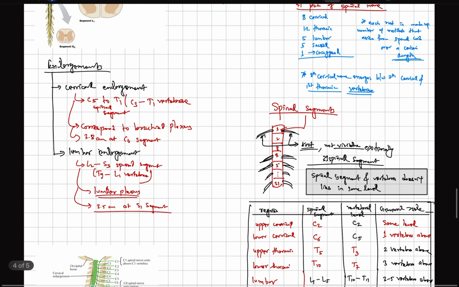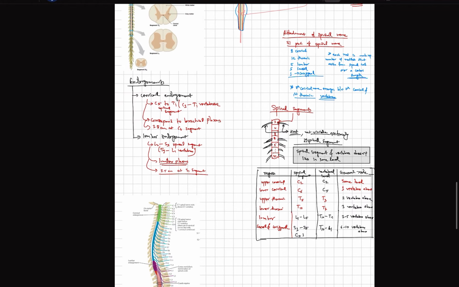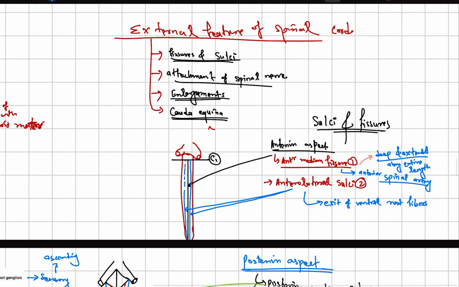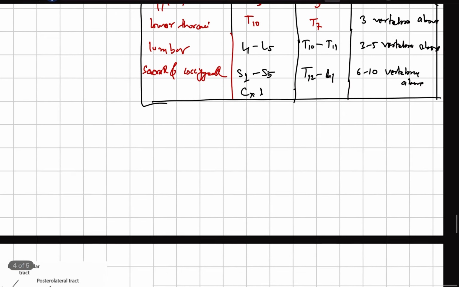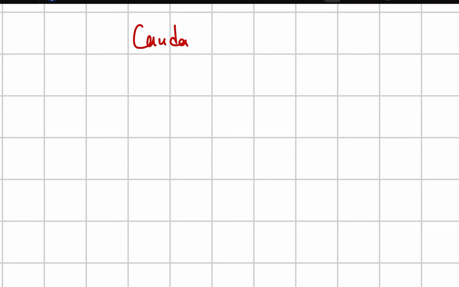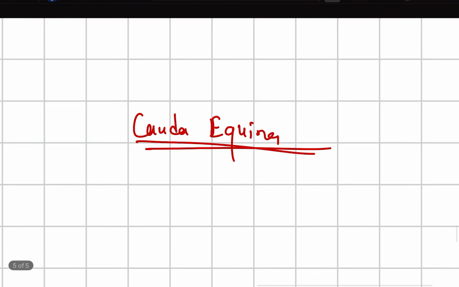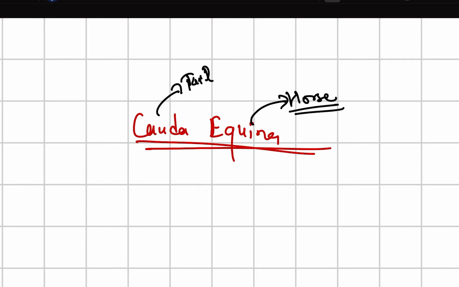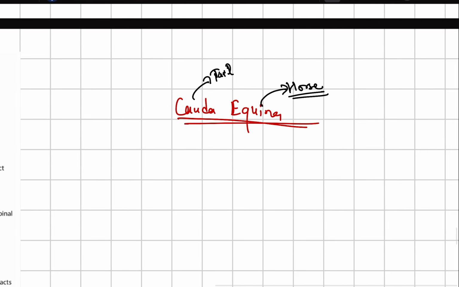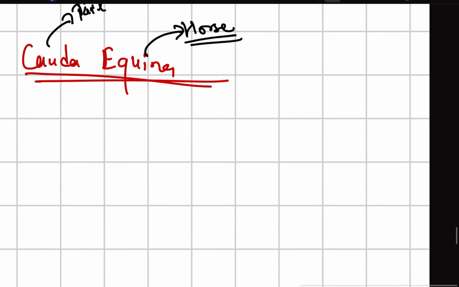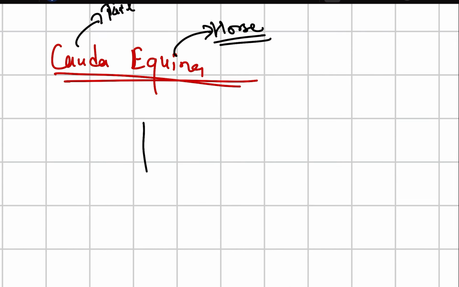Now moving on, cauda equina. The last topic is cauda equina. Cauda means tail, and equina means horse, so a horse type of tail. This is the conus medullaris.